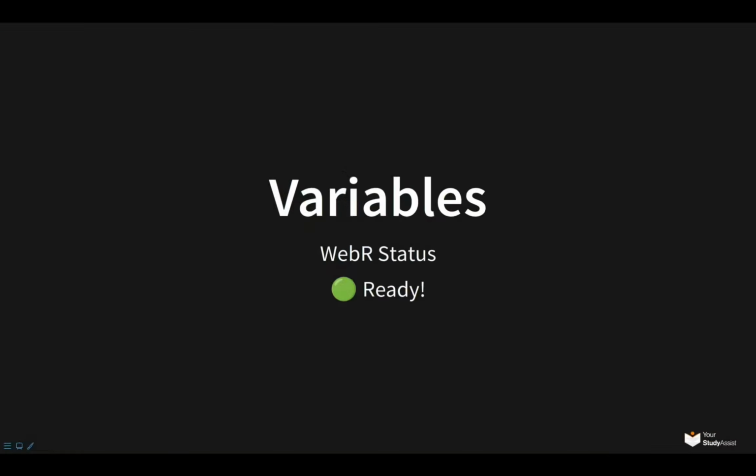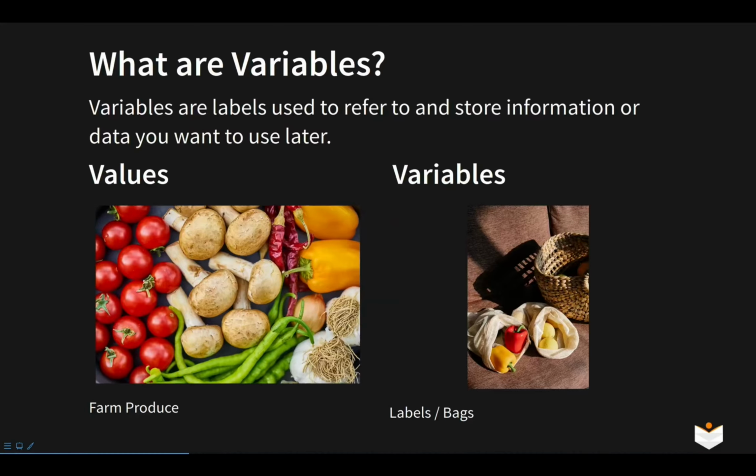Now, let's take a quick detour to get something right. We've continually had the word variable come up during lessons, and now we'll take the time to get some understanding of variables and what they are. So what are variables? They're like labels, like tags that we use to refer to something and store information or data about that thing.